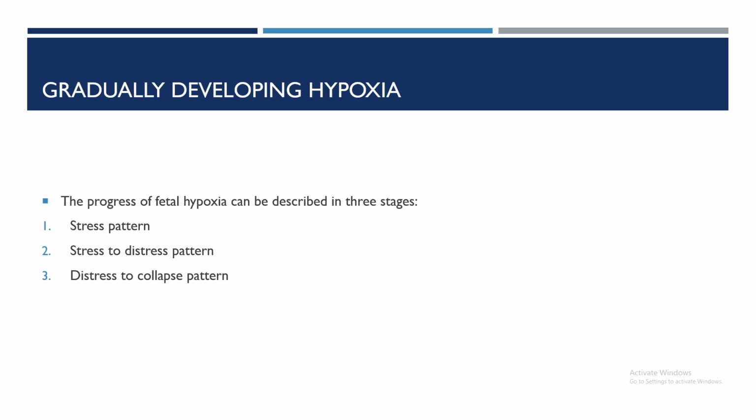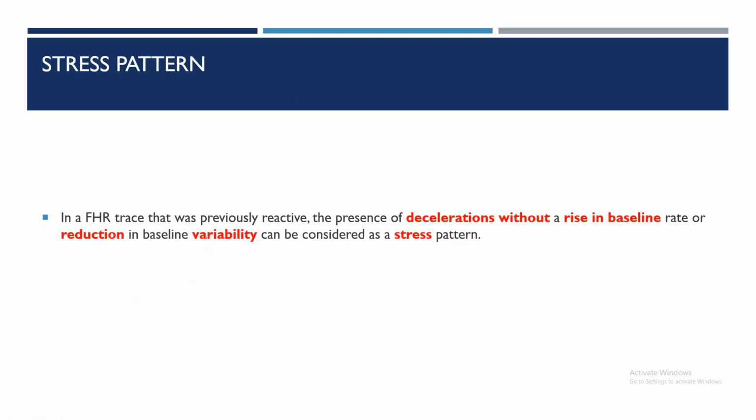So what happens in this gradual hypoxia is there are 3 patterns which have been described. One is the stress pattern, second is distress. So it evolves in these 3 patterns one by one: first stress pattern, then stress to distress, and then distress to collapse pattern. So what is the stress pattern? First the CTG will be normal. Previously reactive CTG suddenly shows the presence of deceleration without any change in the baseline or any reduction in the baseline variability.